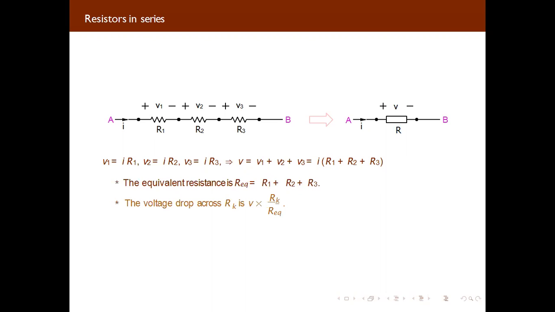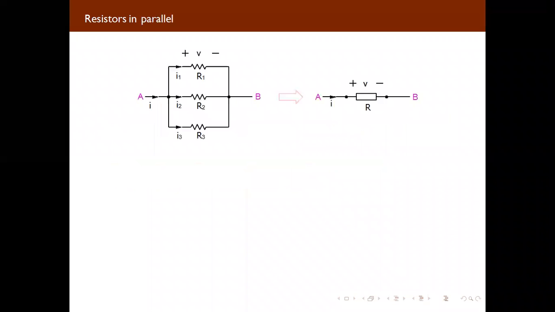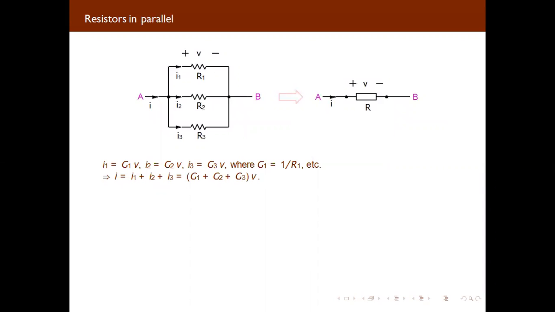So if we are calculating here the value of voltage drop across RK, that will be V into RK upon R equivalent. We are taking the value as RK. If you see here, if we are having these three resistances in parallel, we know if two or more elements are connected in parallel, voltage across each element will be same, but current gets divided.